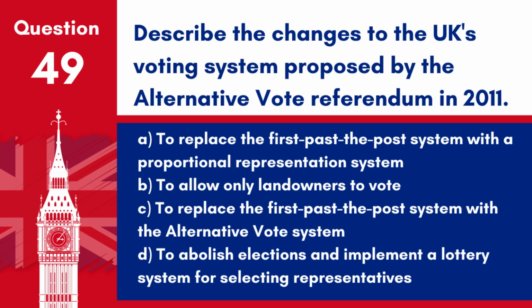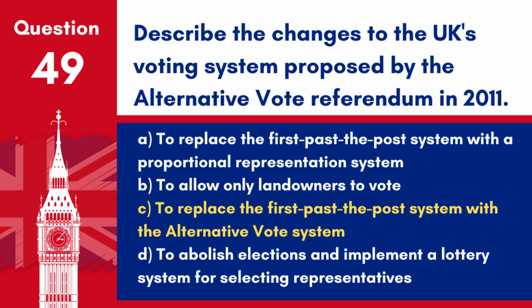Question 49. Describe the changes to the UK's voting system proposed by the alternative vote referendum in 2011. A. To replace the first-past-the-post system with a proportional representation system. B. To allow only landowners to vote. C. To replace the first-past-the-post system with the alternative vote system. D. To abolish elections and implement a lottery system for selecting representatives.